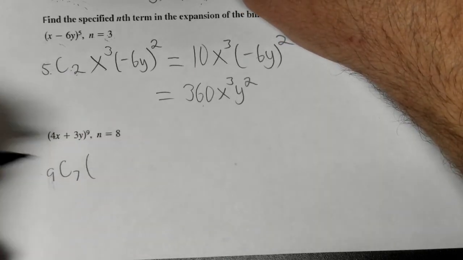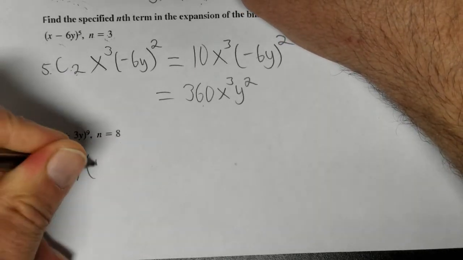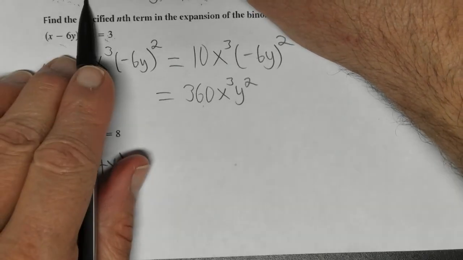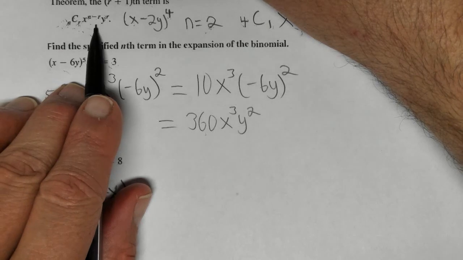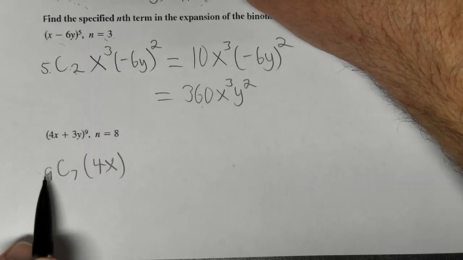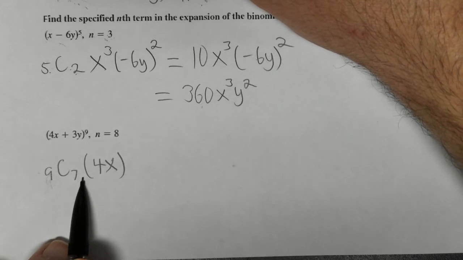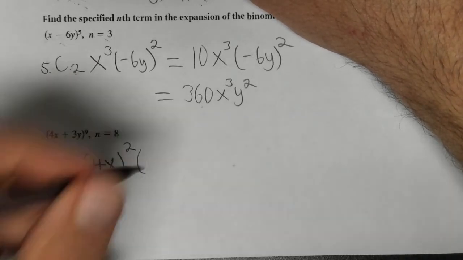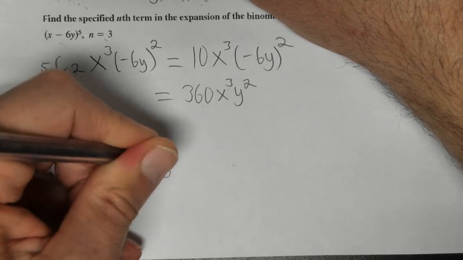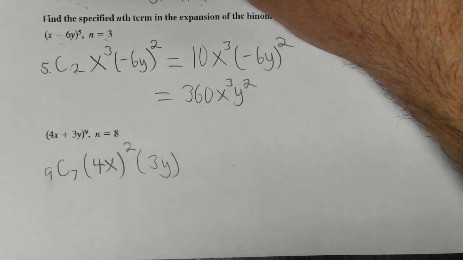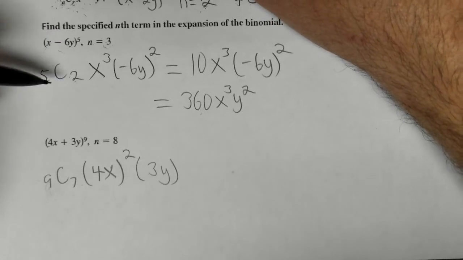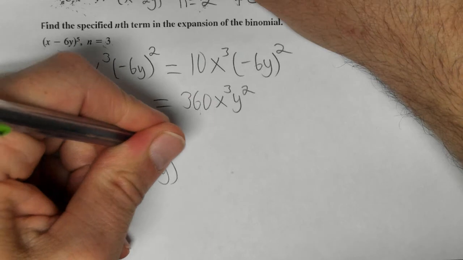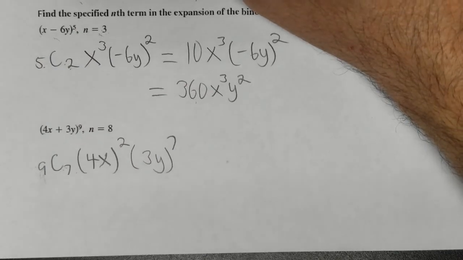Okay, so what's my first term here in the binomial? It's 4x. And so remember that first term is going to be raised to the N minus R power. So what's 9 minus 7 going to be? 9 minus 7 is 2. All right, what's my next term? 3y. All right, my next term is 3y. And so 3y is going to be raised up to the R power, which in this case is 7. So 3y needs to be raised to the 7th power.